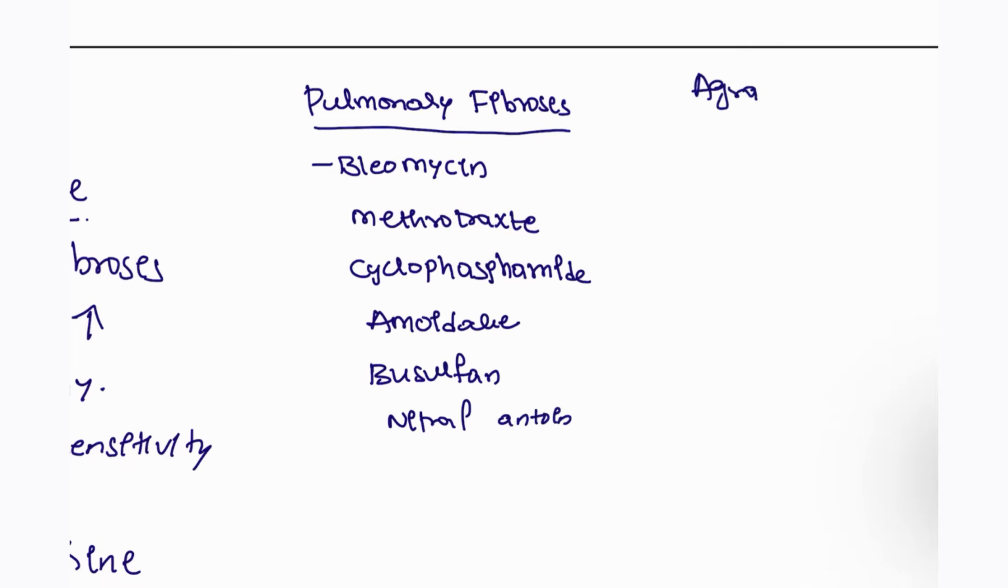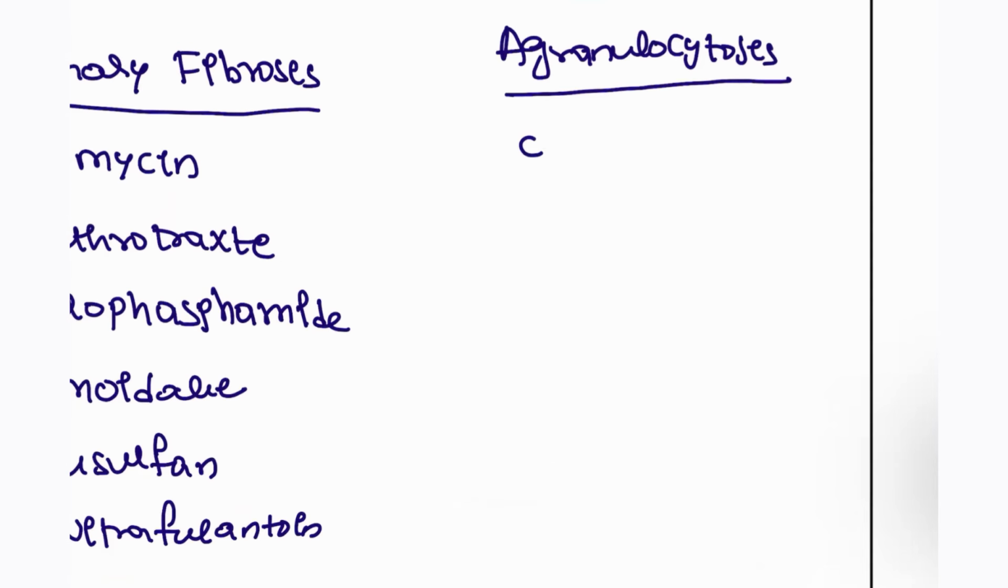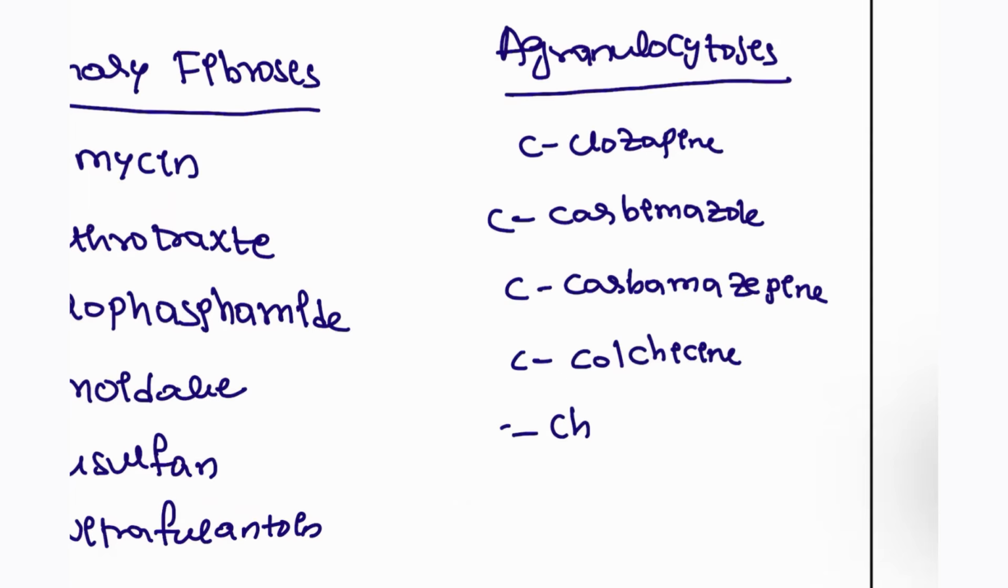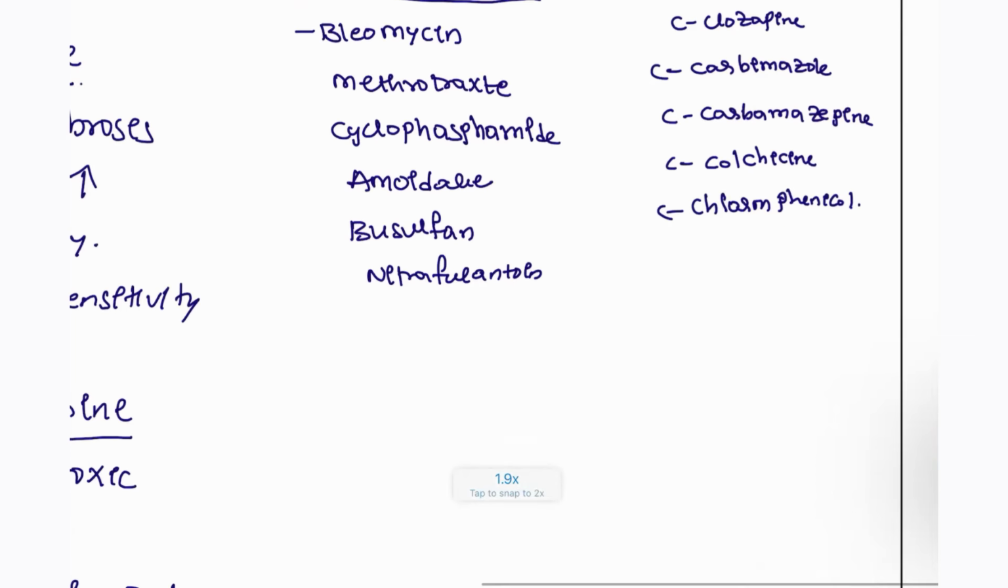Next, agranulocytosis. This is seen with the C-type drugs. First, clozapine, an antipsychotic drug, and carbimazole, and carbamazepine. It can also be seen with colchicine, and chloramphenicol is also seen, right? These are some of the drugs that cause agranulocytosis.